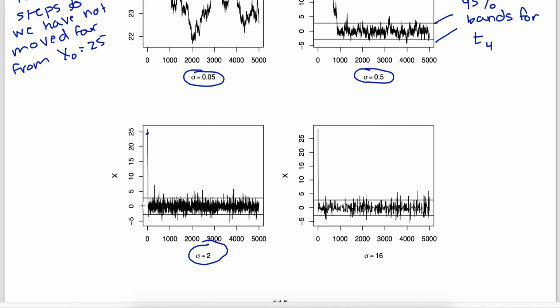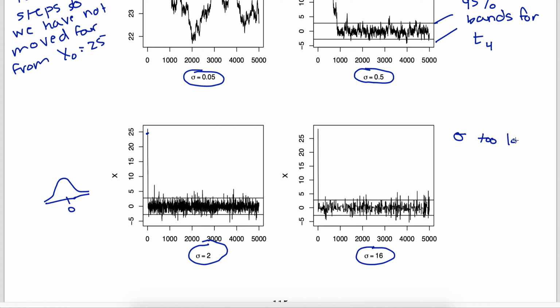Our samples are symmetric around 0. Remember our goal here, we want a chain that converges to samples from the t distribution centered at 0, and that's exactly what we're getting in this one. And then the third one was, the fourth one was our sigma is too large.